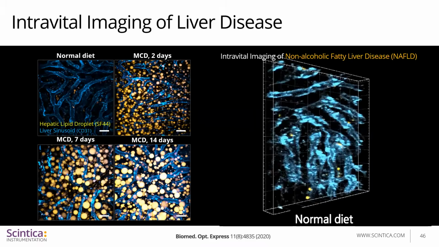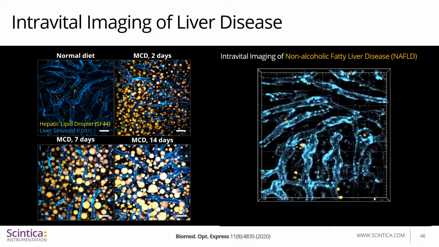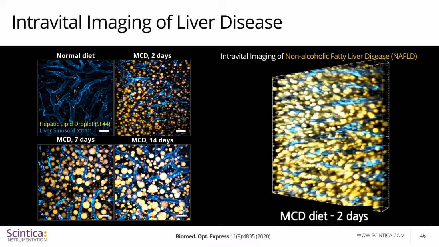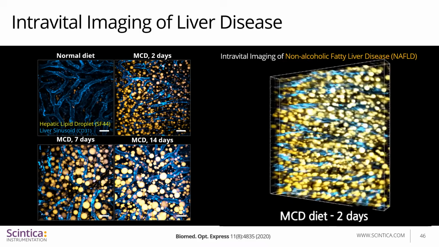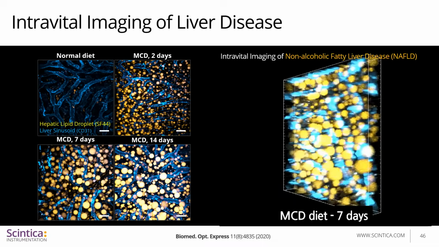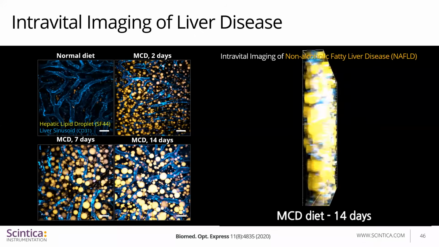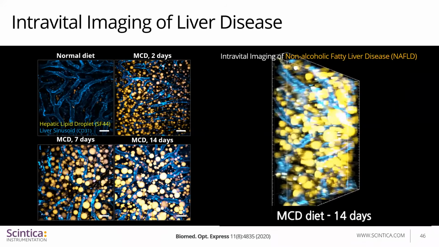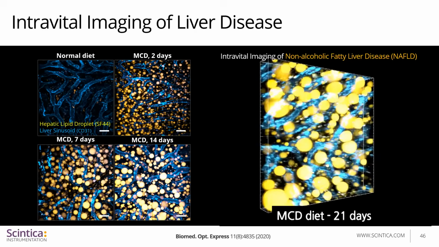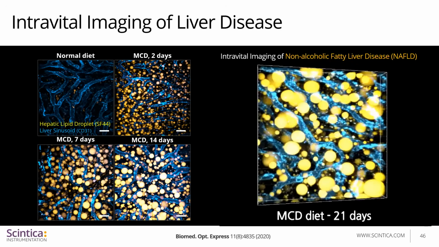So by performing repeated intravital imaging in this model, as it was on this high-fat diet, the researchers were able to showcase that these yellow hepatic lipid droplets over time on this diet were growing in size. And compared to the normal diet, they were definitely more prominent.